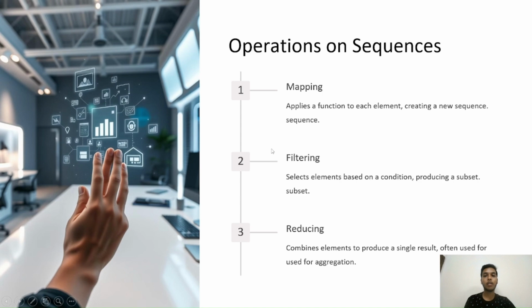Sequences are fundamental in programming, used for storing and processing data efficiently. There are some operations on sequences like mapping, filtering, and reducing, because reduce operations on sequences are the central topic of functional programming. Mapping applies a function to each element, creating a new sequence. Filtering selects elements based on a condition, producing a subset. Reducing combines elements to produce a single result, often used for aggregation. To understand these mapping, filtering, and reducing operations clearly, let us see an example.